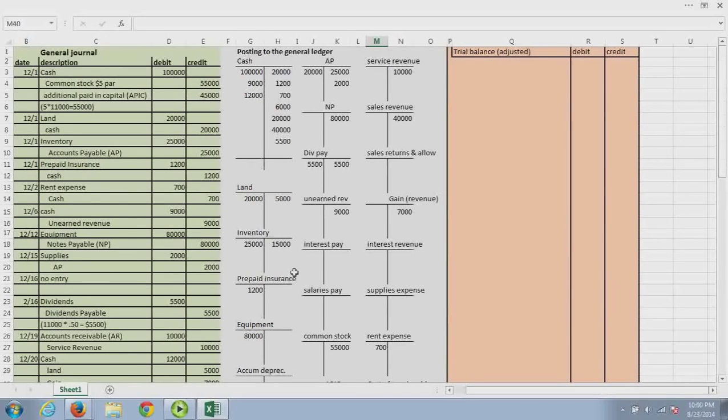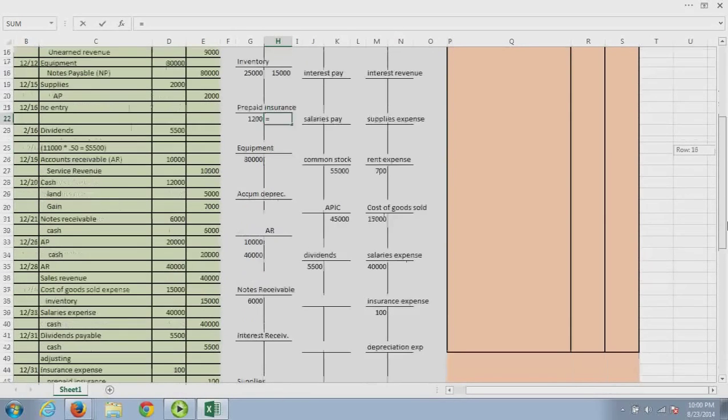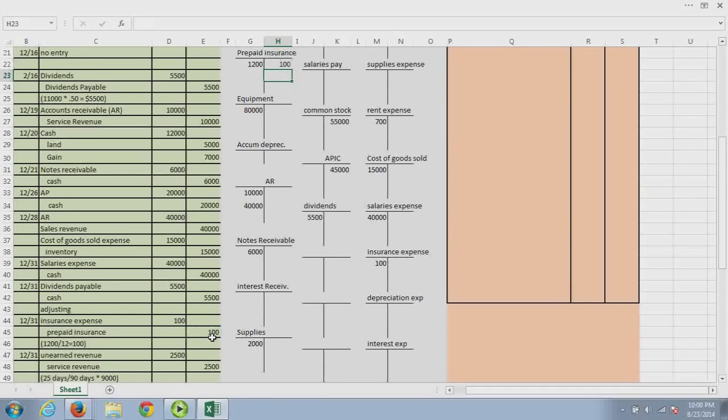So we're going to recognize insurance expense and reduce our prepaid insurance, which is here somewhere. There it is. And I think by linking this, I have less of a chance of making a mistake. Still have a chance, but less.